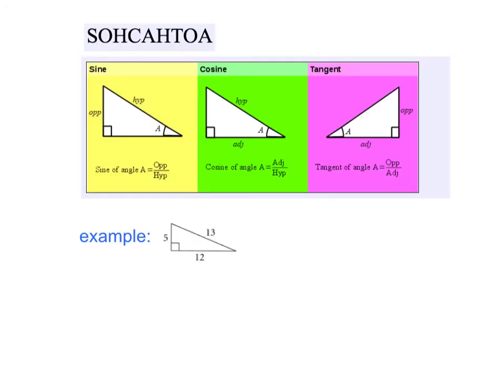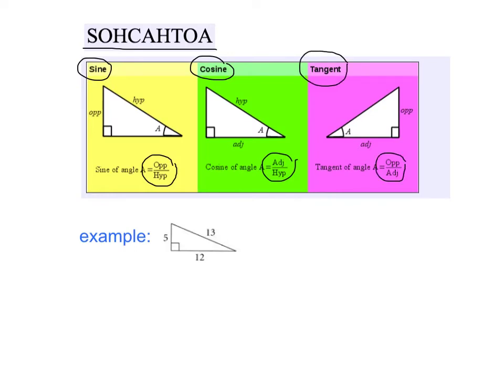The way to remember sine, cosine, and tangent is to memorize SOHCAHTOA. It's a 9-letter word, and it's an acronym. And the letters stand for sine, cosine, and tangent as follows. First, the sine of an angle is opposite over hypotenuse. That's SOH. Cosine is adjacent over hypotenuse. That's CAH. And then tangent is opposite over adjacent.